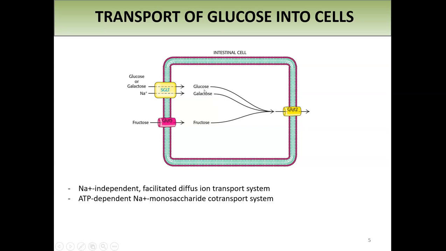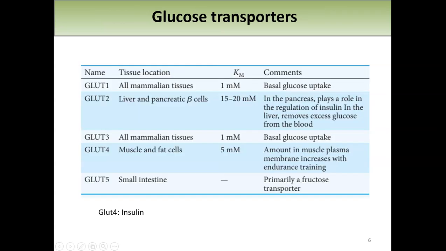After the absorption of glucose, galactose, and fructose into the intestinal cell, all of these can pass through the intestinal cell to the circulation via GLUT2. Based on the concentration of the monosaccharide, GLUT2 can pass them to the circulation.